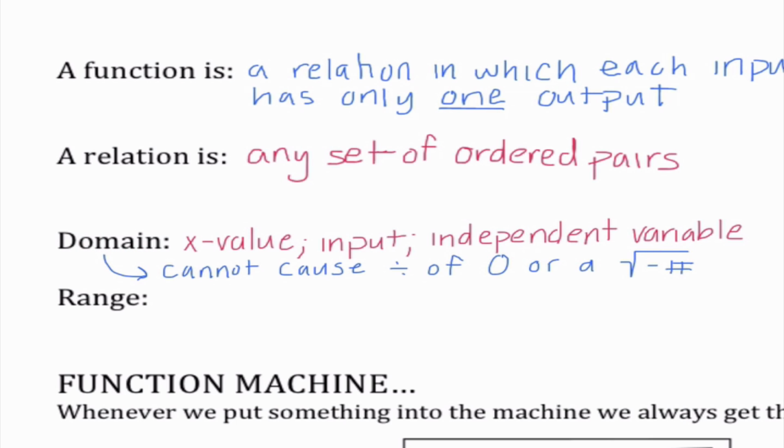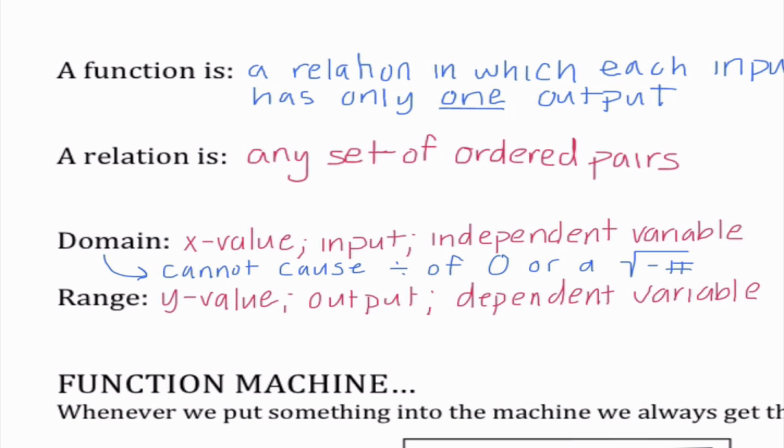One important thing about the domain, just know that the domain can never cause division by 0 or a square root of a negative number. Okay, so domain, x value. The range represents all the y values. This is the output, or what we call the dependent variable. This value depends on what our x value or our input is.